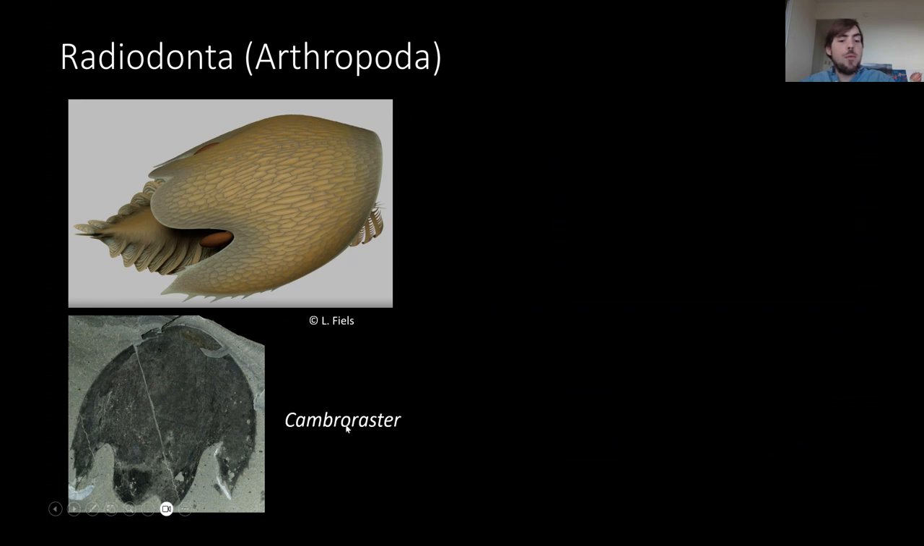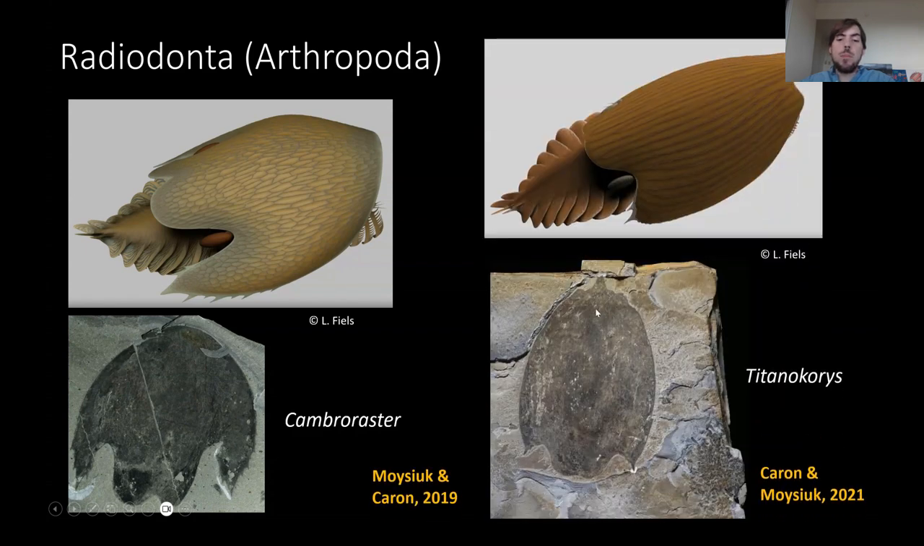For example, we have Cambroraster, known from many specimens from the Marble Canyon area, as well as Titanocoris, both of them described by the same authors, Joe Moysiuk and Jean Bernard Caron. At first, we thought that maybe Cambroraster was a smaller version of Titanocoris and vice versa, but now we think they are both completely different animals. Titanocoris is 50 centimeters. Probably, if we put the body together with the carapace, it was around 70 centimeters in size. So one of the largest animals of the Burgess Shale.